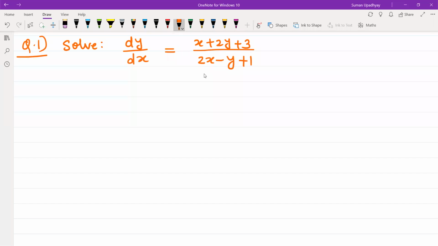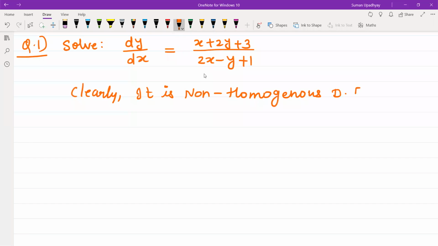Clearly all can see it is a non-homogeneous differential equation. Yes or no, kids? So I have told you all how to solve a non-homogeneous differential equation. What is the first step to be done? Convert non-homogeneous into homogeneous.